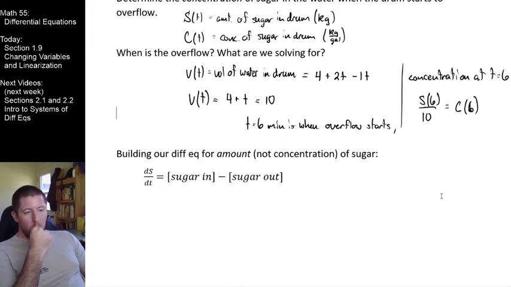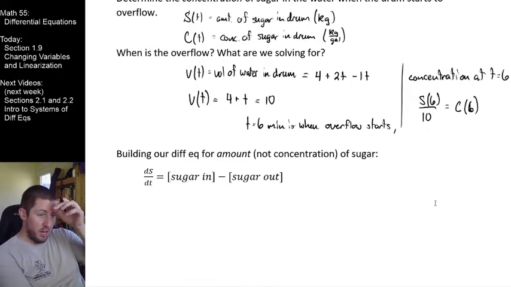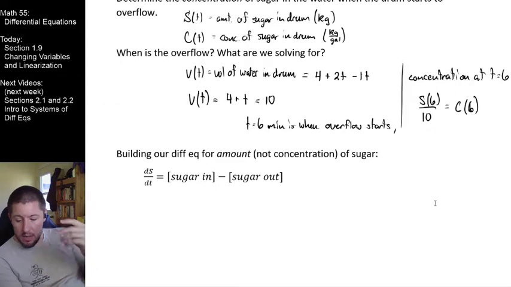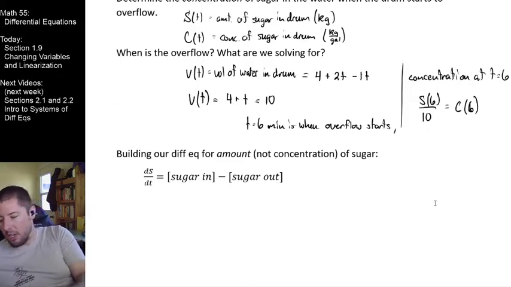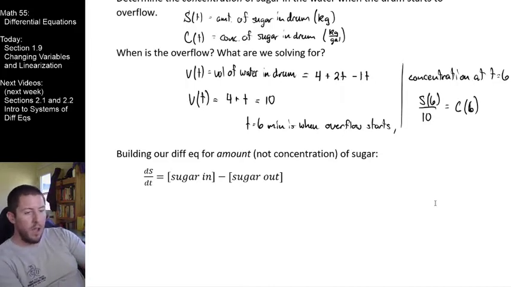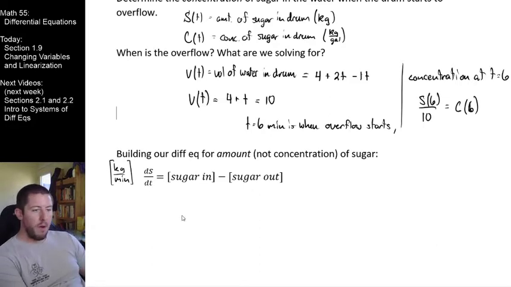All right. So let's talk as usual with our change in sugar is sugar in minus sugar out. That's a great way to define change here. So my question here is, how do we define our sugar in and our sugar out? And all we're going to do is follow our units as usual here. This should be measured in kilograms per minute, our units of sugar and our units of time right here.